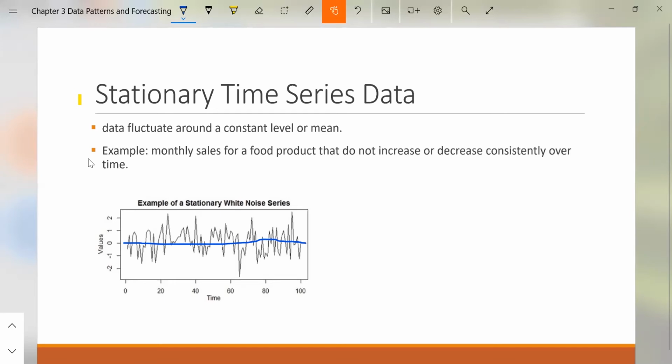An example could be the monthly sales for a food product that do not increase or decrease constantly over time. Apparently this food product is one that is already in its mature stage, meaning it's not newly introduced. The demand for this product is constant. People's preference for this product is constant, so the sales are not increasing or decreasing over time.